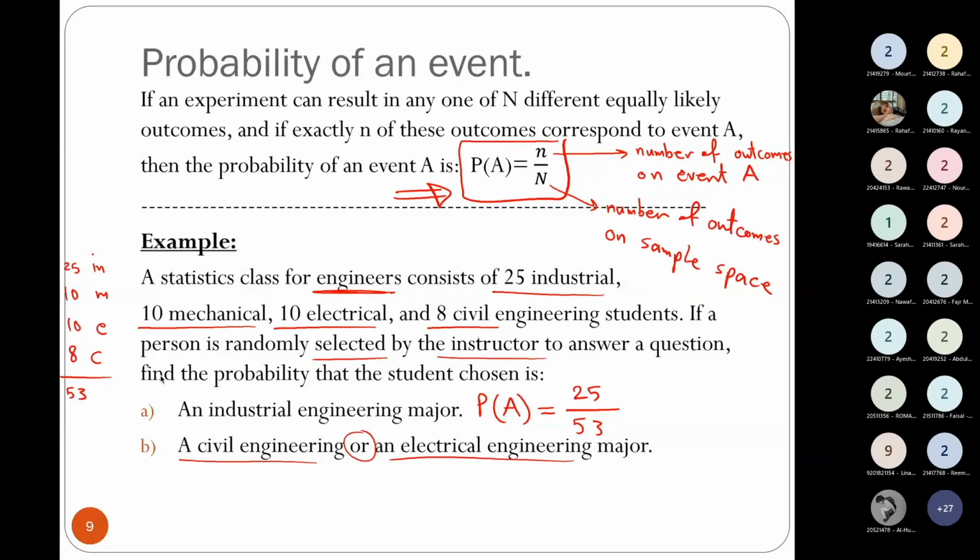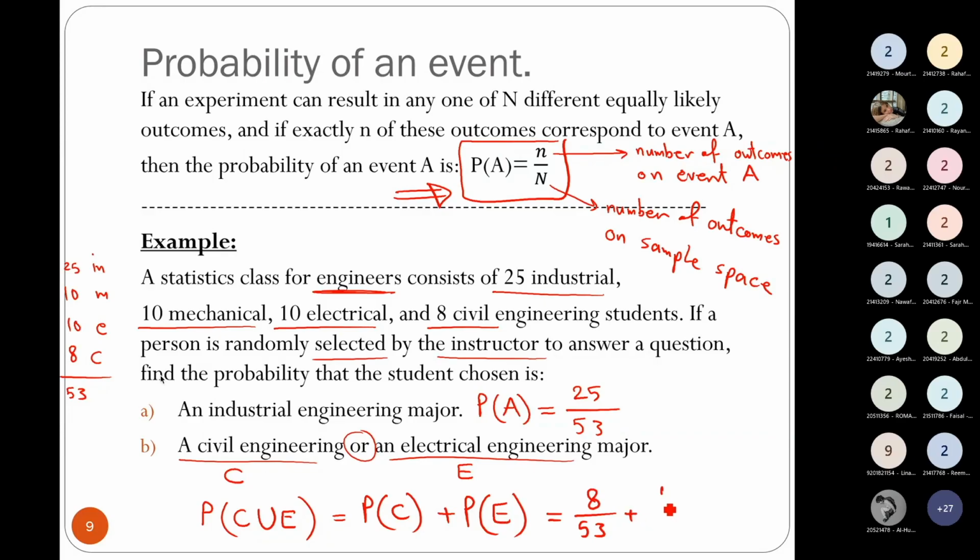Or means plus. If civil equals C and electrical equals E, okay, so C union E means the student selected civil or electrical. This means union, and because these are exclusive events, this equals P(C) plus P(E). Probability of civil equals 8 over 53 plus electrical 10 over 53. That equals 18 over 53. Any question?